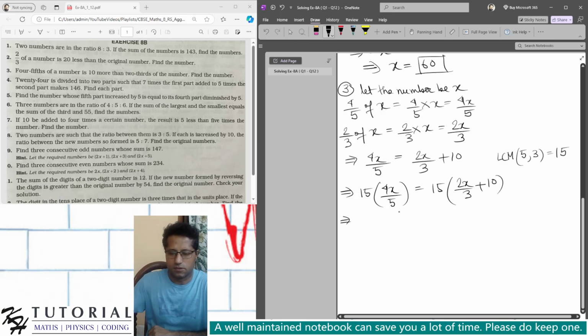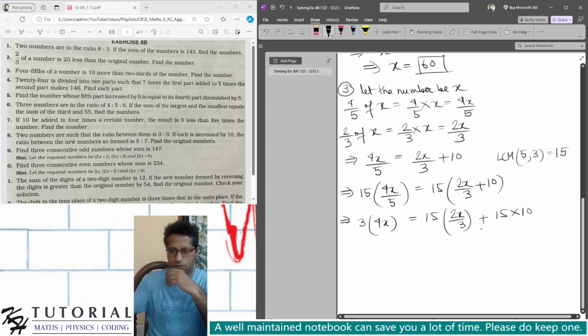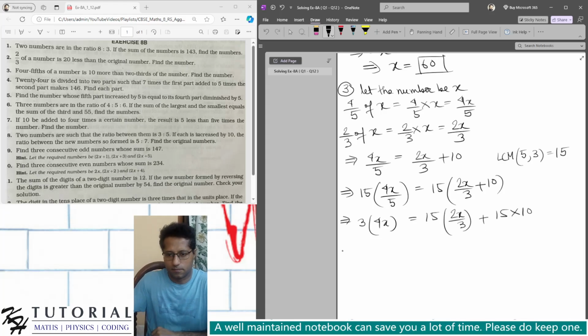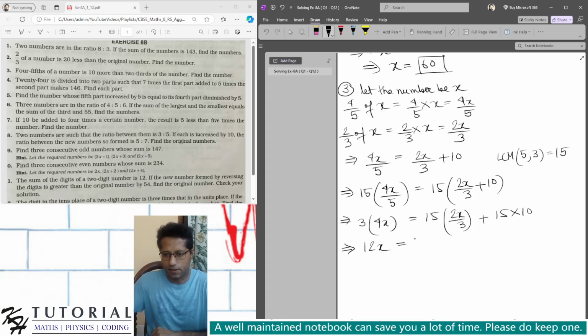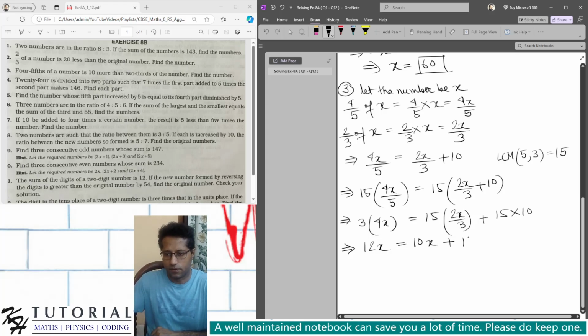On simplifying, the LHS becomes, 5 cancels 15 with 3, it becomes 3 multiplied by 4x, is equal to 15 multiplied by 2x by 3 plus 15 multiplied by 10. So I have applied the distributive law of multiplication over addition on the right hand side. So this implies 3 into 4x is 12x, and 15 into 2x by 3, 3 cancels 15 by 5, and we have 10x plus 150. So now this is a linear equation in the simple form.